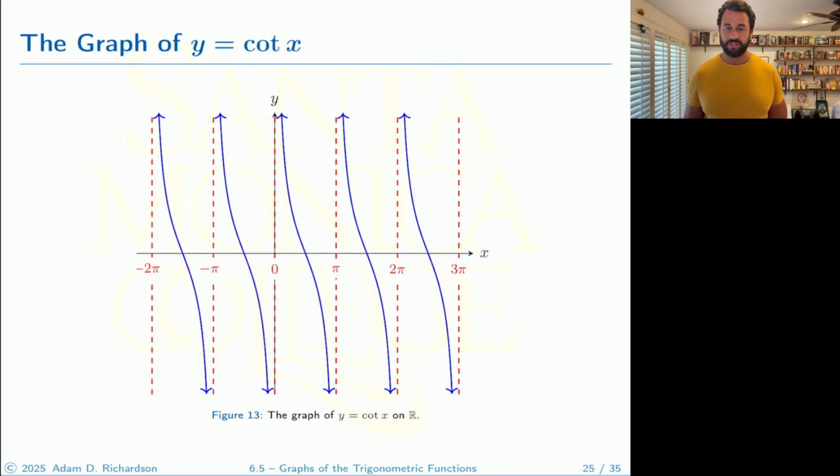Here's a graph of cotangent on the whole real line, or at least a snapshot of it on the real line. And that's the basic idea.